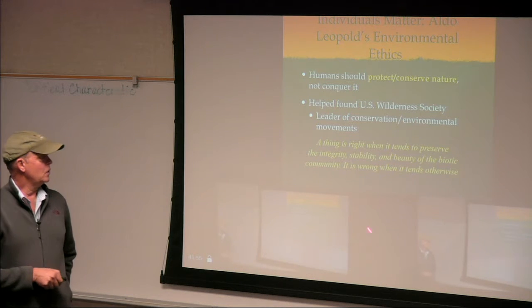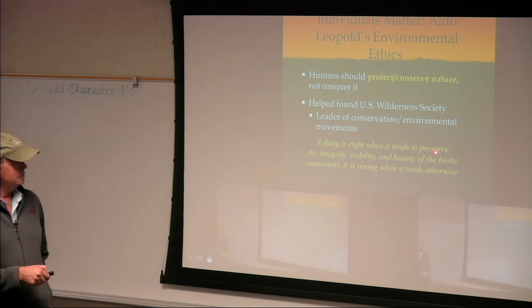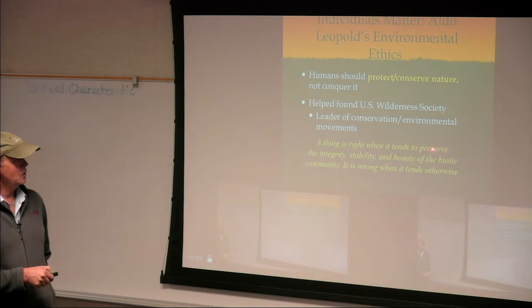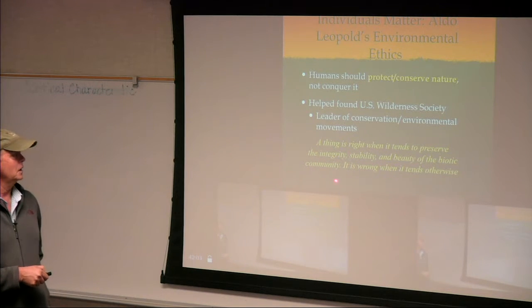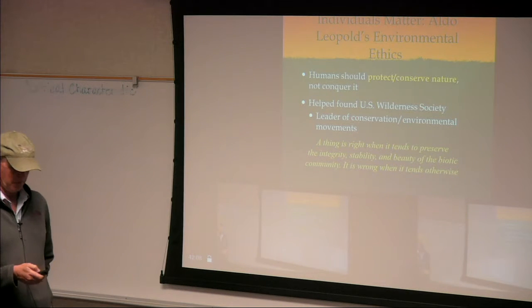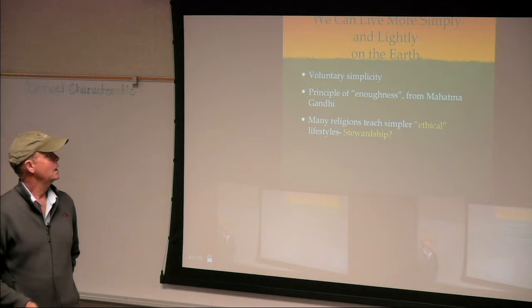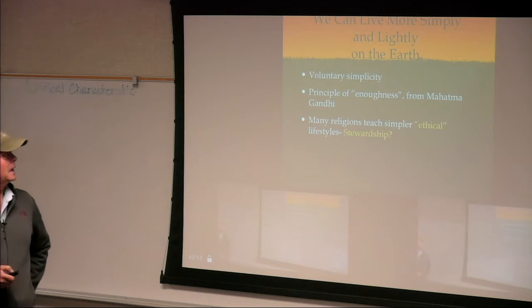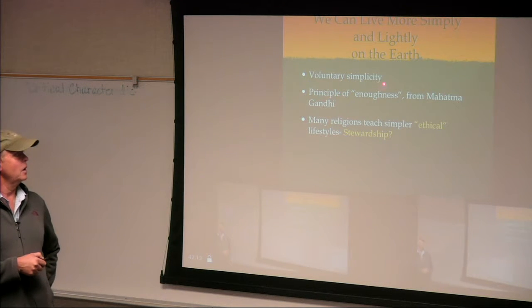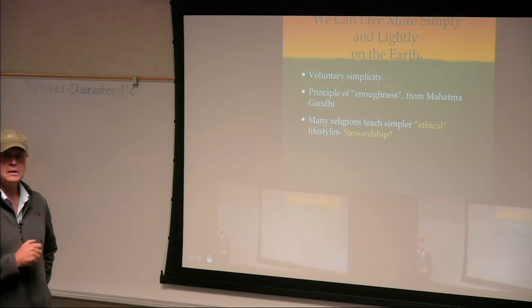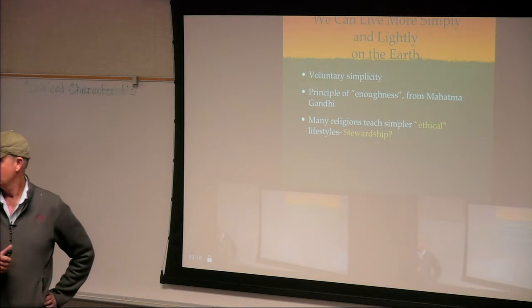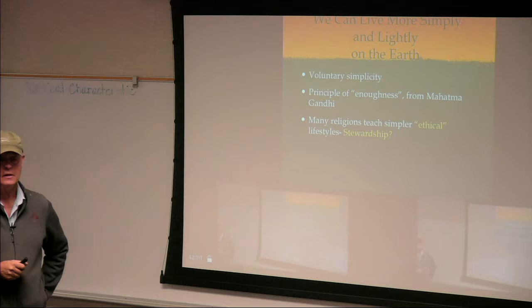A thing is right when it tends to preserve the integrity, stability, and the beauty of a biotic community. It is wrong when it tends to do otherwise. That's an Aldo Leopold quote. Okay? How can I live more simply and lightly on the earth? I can practice voluntary simplicity. Is there anybody in this room that would put themselves in that category?